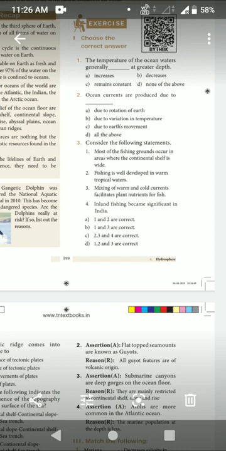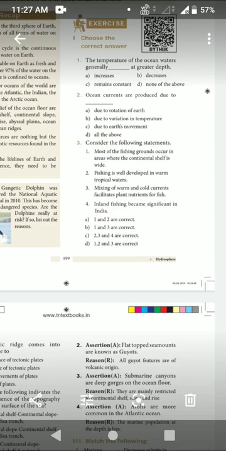Okay. Next, second one, the temperature of the ocean waters generally dash at greater depth, that is degrees. Third one, ocean currents are produced due to dash, due to rotation of earth, due to variation in temperature, due to earth's movement. Okay, how these ocean currents are produced? Do you know? These ocean currents are produced due to rotation of earth, due to variation in temperature, due to earth's movement.